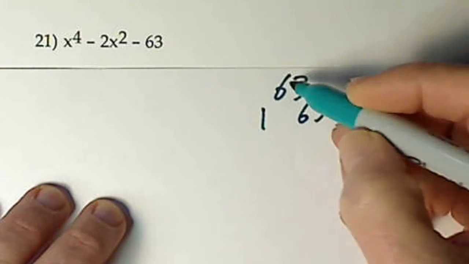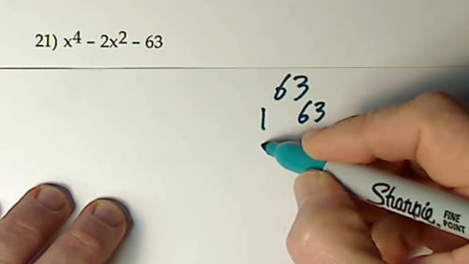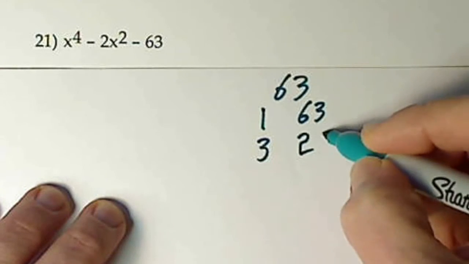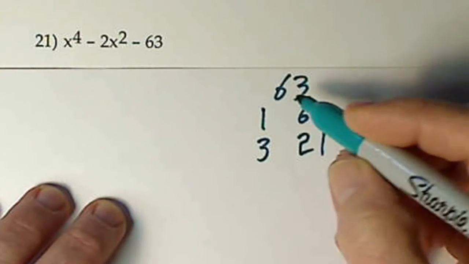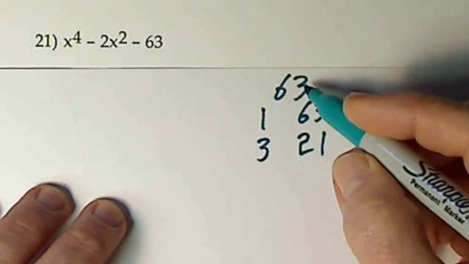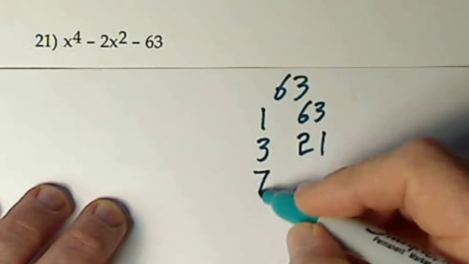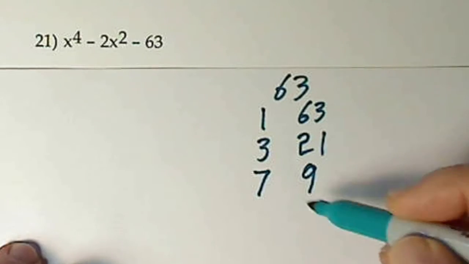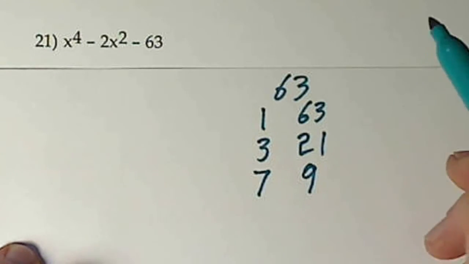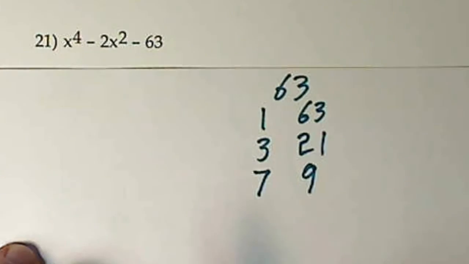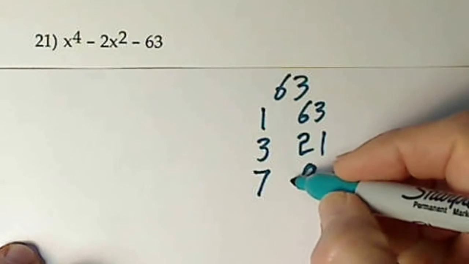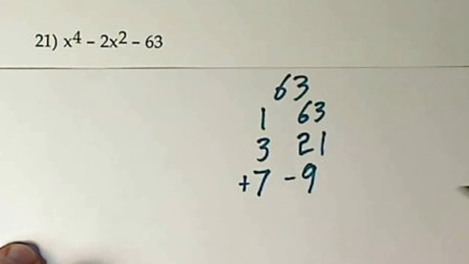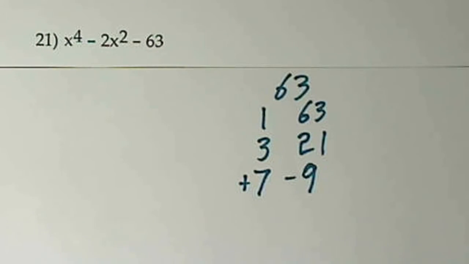That always works. 2 won't work. 3 goes in there 21 times. 4 won't work. 5 won't work. 6 won't work. 7 times 9, that works just fine. And this is all the factors of 63. All right, I'm looking for a difference of negative 2. So if I had a negative 9 and a positive 7, that would give me a difference of negative 2.